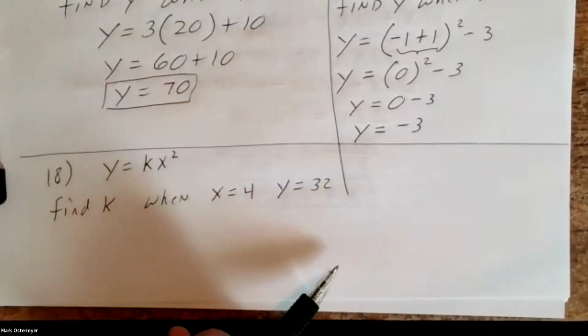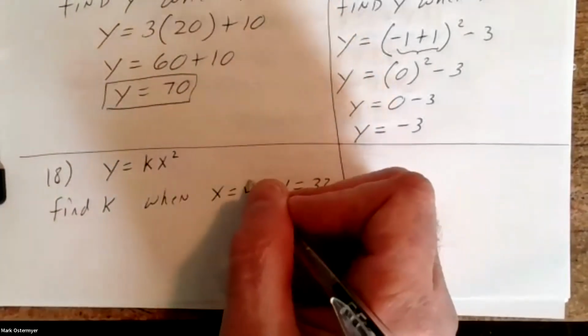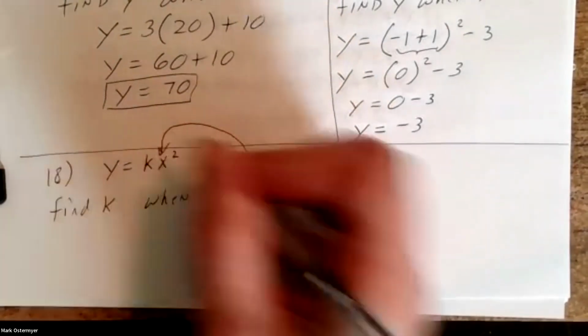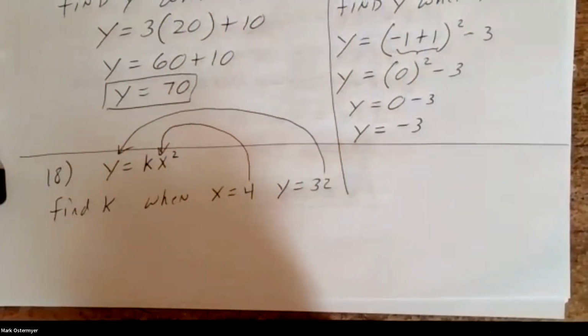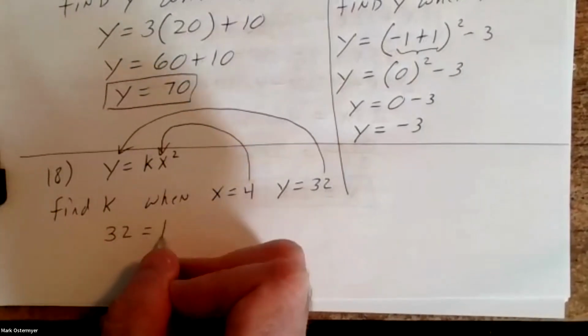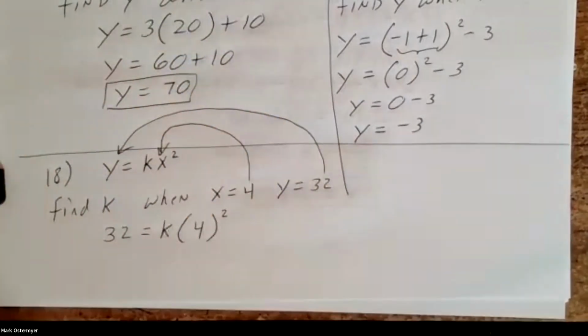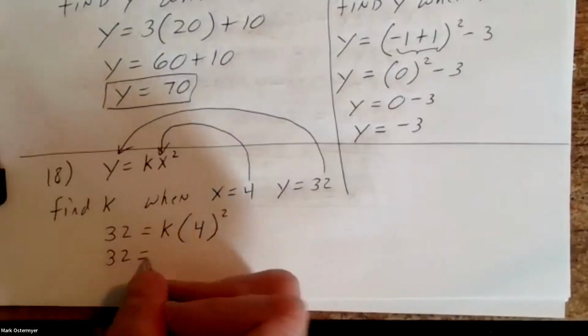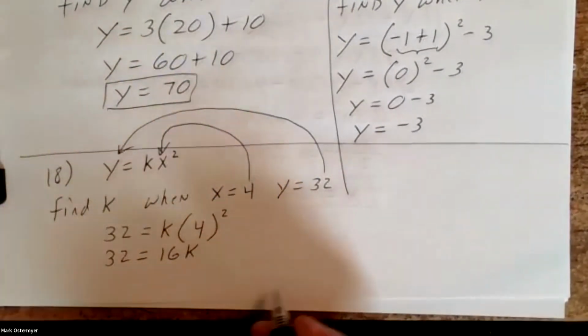Well, basically we plug and chug. I'm going to replace x with 4, and I'm going to substitute in 32 in place of y, and then we're going to solve the equation for k. Hence, we're going to have 32 is equal to k times x squared, x being 4, so 4 gets squared. Hence, we have 32 is equal to 4 squared is 16, so we have 16k is equal to 32.